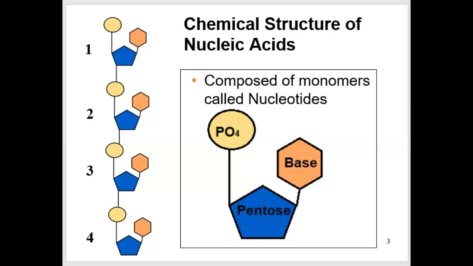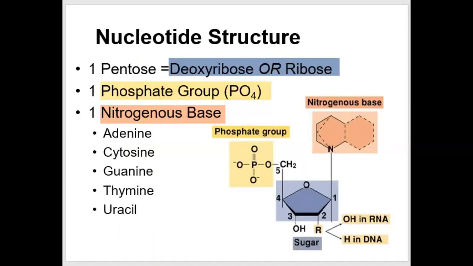Each nucleotide has 3 components: a pentose, which is either ribose or deoxyribose, both carbohydrates, a base that contains nitrogen, and a phosphate group. The pentose in DNA is deoxyribose. The pentose in RNA is ribose.